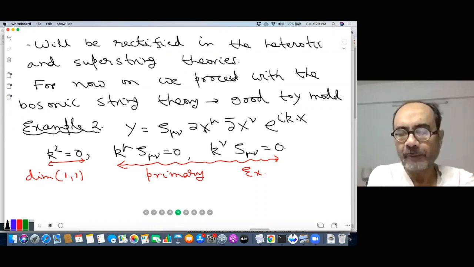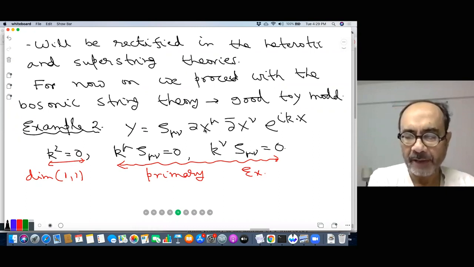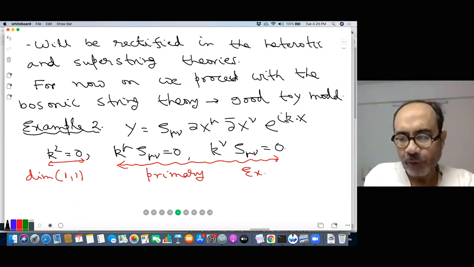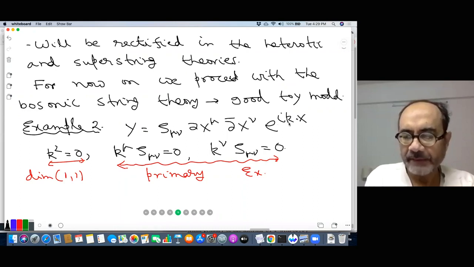And then of course you have to adjust the coefficients appropriately so that these are primaries. But by building this tower and making it into a primary, the corresponding k square will have to be adjusted so that the dimension adds up to 1. And you can easily convince yourself that this produces massive states.